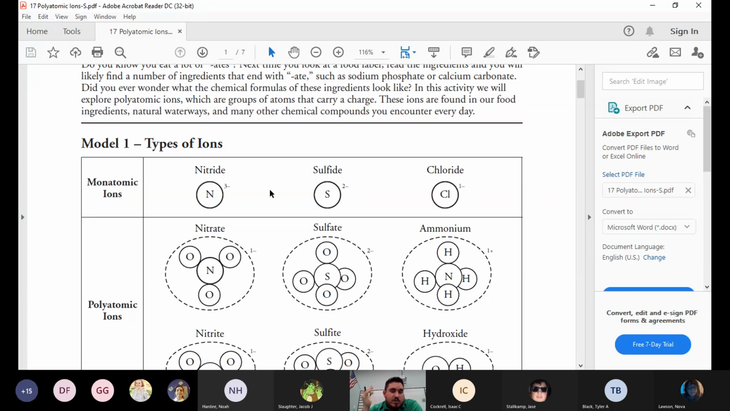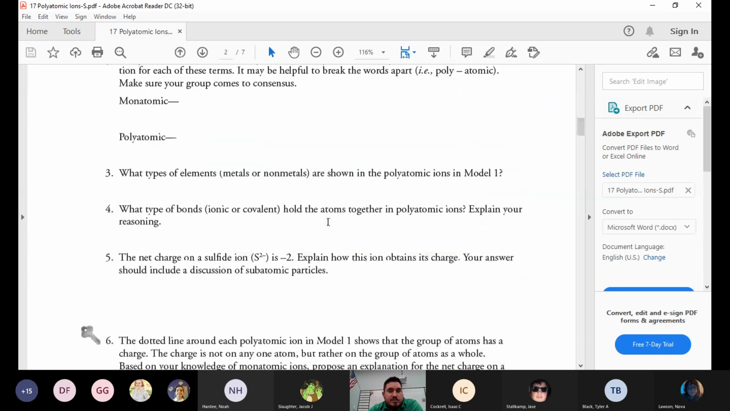So nonmetals will always gain electrons. That is the definition of a nonmetal. They will have other properties because they gain electrons, and metals will have certain properties because they lose electrons, but that is literally the definition of those.